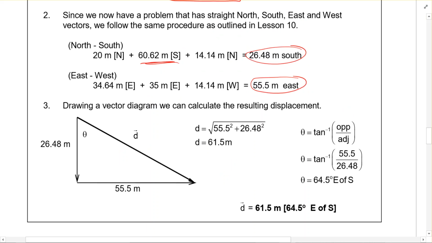Step 3, I know this is long, right? Now we just use those two vectors that we just found. So this was 26.48 meters south, so that's going to be down. So it's going this way, that's here. And then this one was east, so it's going that way. We know that our resultant vector is going to be from the start to the tip of the last vector. Then we use Pythagorean theorem to find the distance, and then use our trig identities to figure out our angle. And this ends up being 64.5 degrees east of south. So our answer here is 61.5 meters at 64.5 degrees east of south.